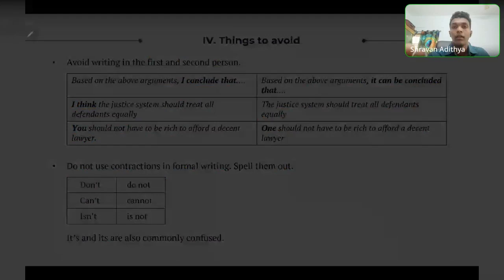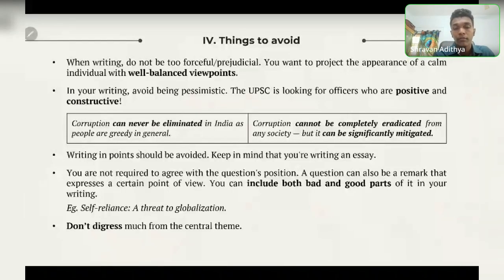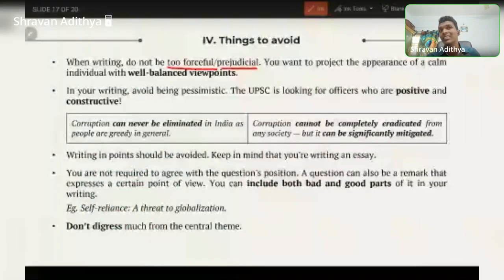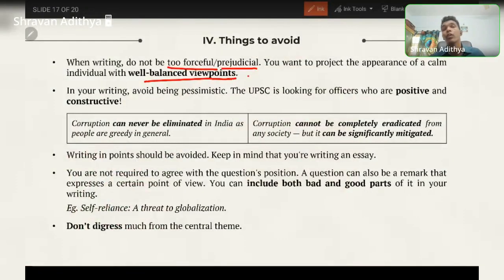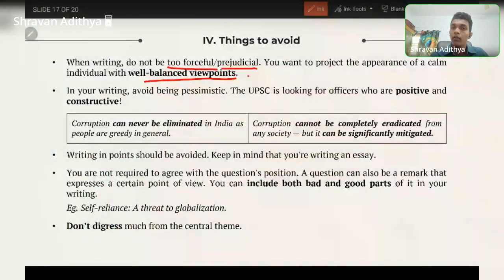Then I also want to tell you that you should not be too forceful or prejudicial in your essays. Like I told you, in sensitive topics like one nation, one language, or whether freedom of speech is needed or not, or whether censorship is needed or not, do not be too forceful. They are expecting you to become an officer. You should have an officer mindset. You should have balanced viewpoints. You cannot favor one side over the other completely. That is not the right way to approach.